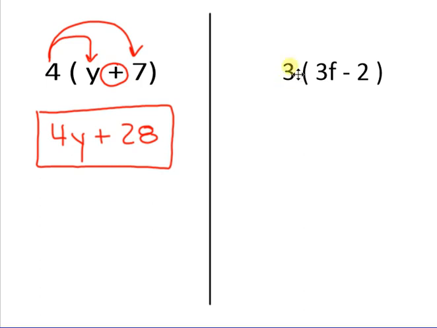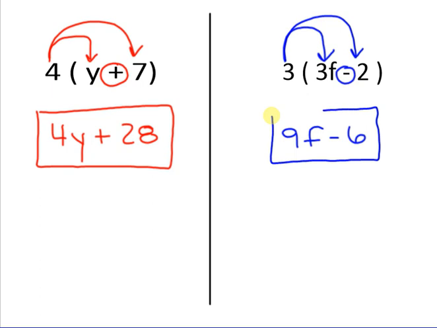I have a 3 on the outside. That's what I'm going to distribute. Now I'm distributing 3 times 3f. I am going to multiply the 3 times this 3, and I'm going to keep the f. So 3 times 3f is 9f. I have a subtraction sign on the inside, and then I'm going to multiply 3 times 2, which is going to be 6. That is my final answer. If one of them has a variable attached to it, I cannot subtract it or add it to another one.